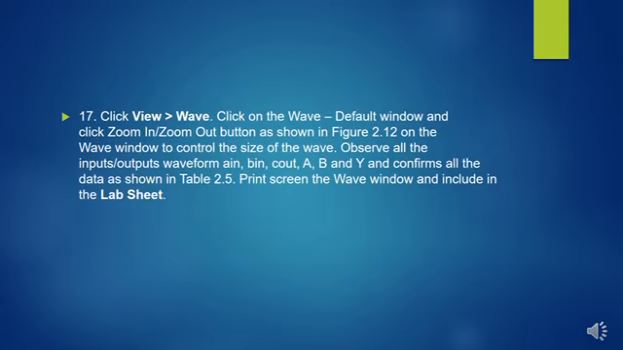Next step is, click View, and then choose Wave. Click on the Wave default window and click the Zoom In and Zoom Out buttons as shown in Figure 2.12 in the next slide. Observe all the inputs and outputs waveform and confirm all the data as shown in Table 2.5 in Slide 23.